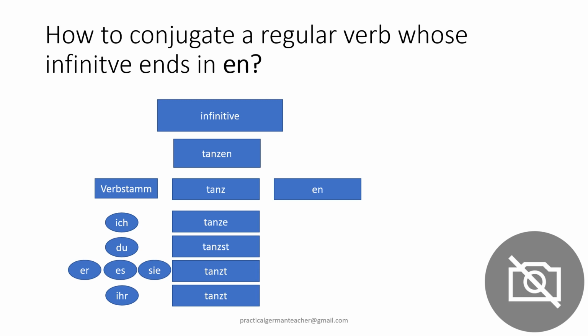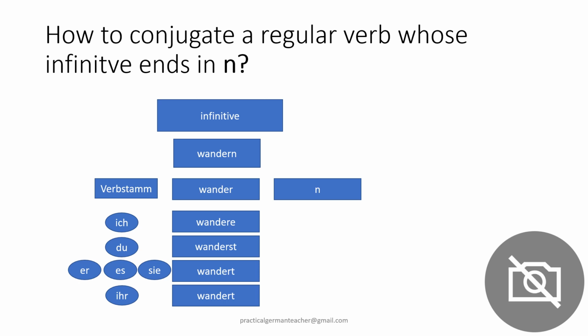Now, when the subject of the sentence is ich, you add the letter e at the end of the Verbstamm to conjugate it. For du, you add st. For er, sie, es, you add t. For ihr, you add t. For other pronouns, you keep the verb in its infinitive form. Wandern is a regular verb which ends in en. When you remove the en, you are left with wander. Again, this is referred to as Verbstamm.